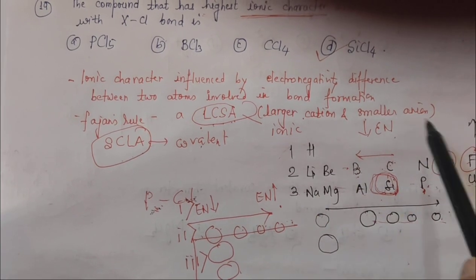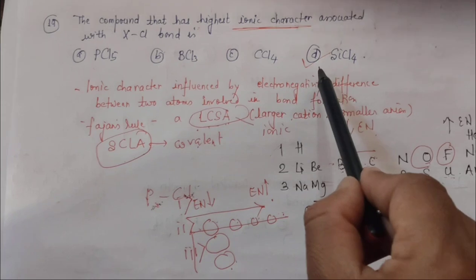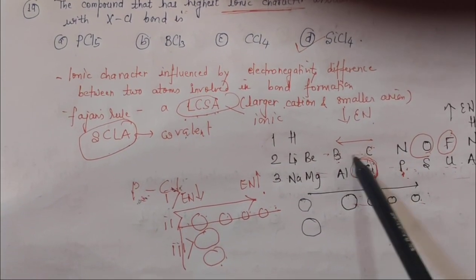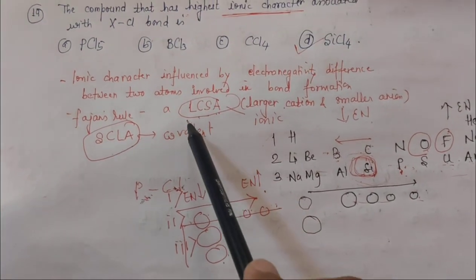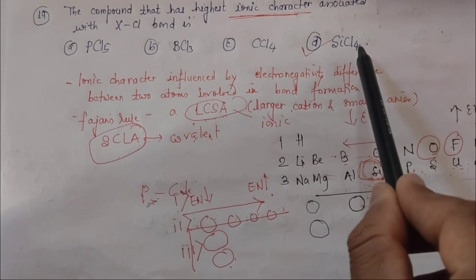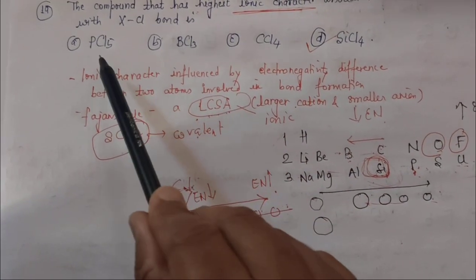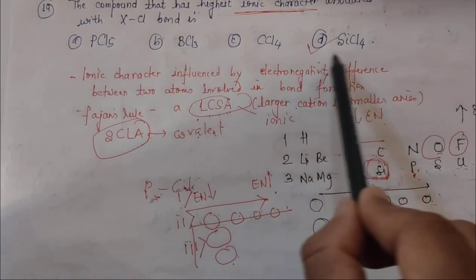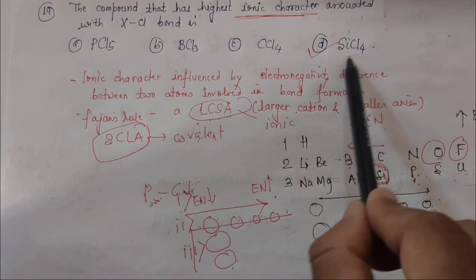So if we compare all these individual species or compounds in this case, we find that silicon will have the maximum size. So larger the cation, smaller the anion. Anion, there is no question, because the anion is the same in all the cases. So just a trick is, you have to find out the largest cation in this case, and in this case it is SiCl4, silicon.